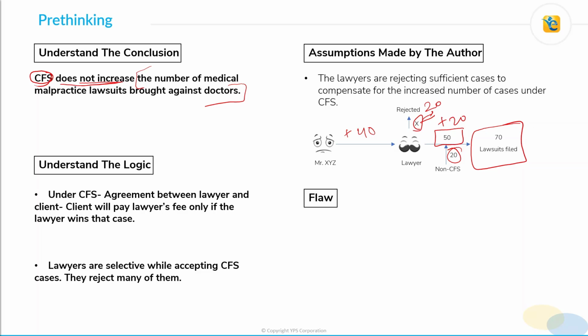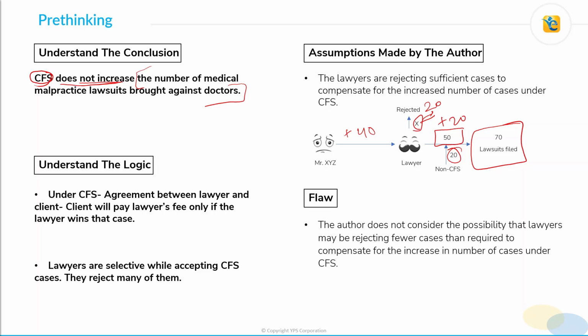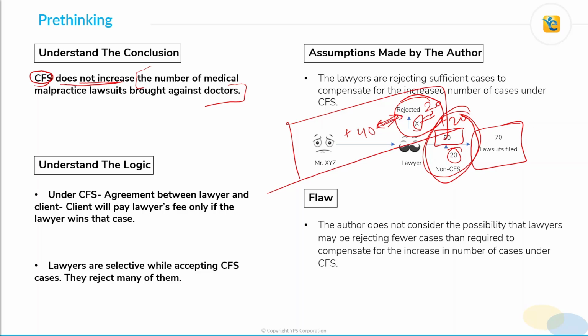So based on that, the flaw is that the author does not consider the possibility that lawyers may be rejecting fewer cases than required to compensate for the increase in number of cases under CFS, right? So if you want, you can understand it again. The author is just happy that some number is getting rejected, and therefore the total number will remain the same. He is not considering the relationship between the number of cases that are going up and the number of cases that are being rejected, if they are compensating for each other or not. He is not considering that. So with that, let's move to answer choice analysis.